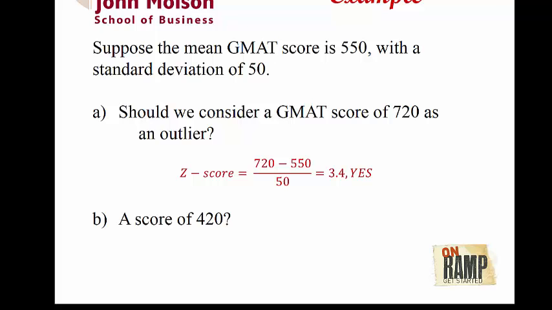How about a score of 420? Let us again calculate the Z-score. 420 minus the mean 550, divided by 50, gives me minus 2.6. If I put this minus 2.6 in the absolute value, I get 2.6. So this is not greater than 3, therefore it is not an outlier.